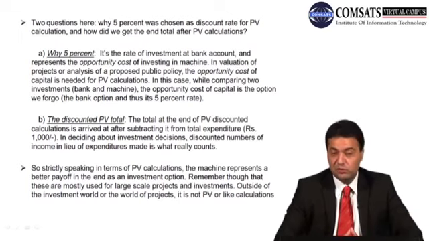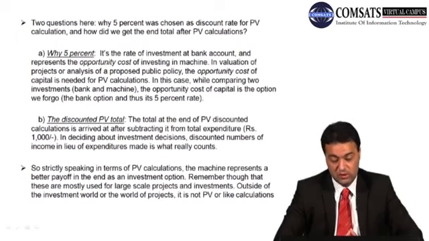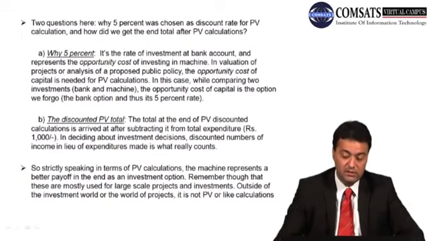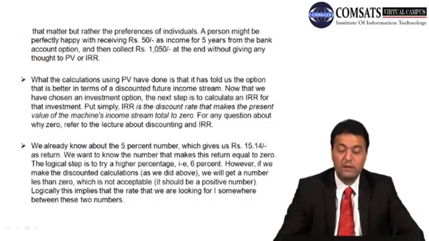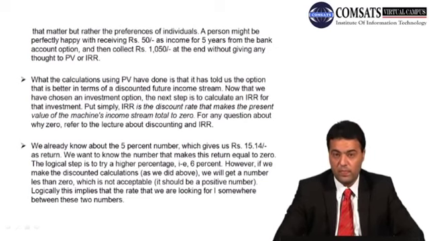So strictly speaking, in terms of present value calculation, the machine represents a better payoff in the end as an investment option. Remember though that these are mostly used for large scale projects and investment. Outside of the investment world or the world of projects, it is not present value or like calculations that matter, but rather the preferences of individuals. A person might be perfectly happy with receiving rupees 50 as income for 5 years from the bank account option, and then collect rupees 1050 at the end without giving any thought to present value or internal rate of return.